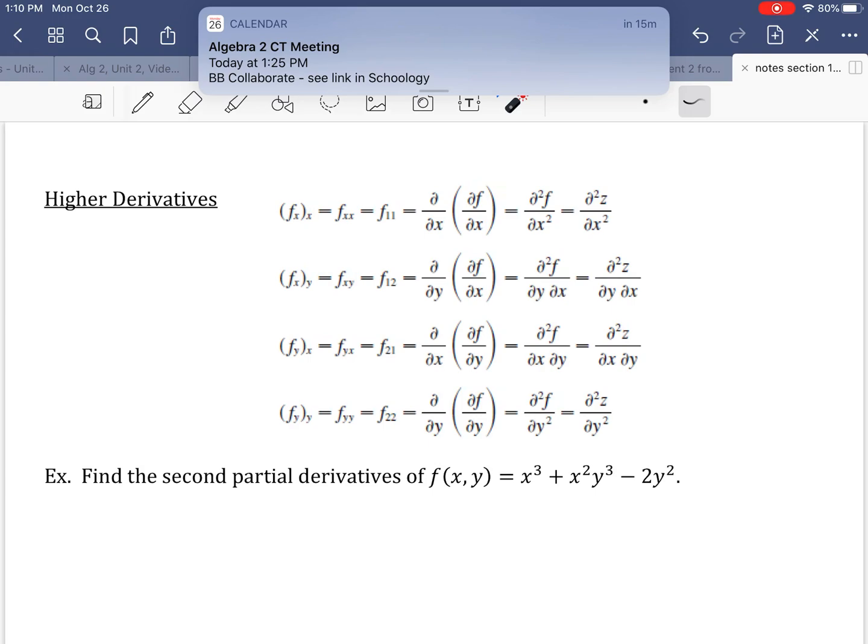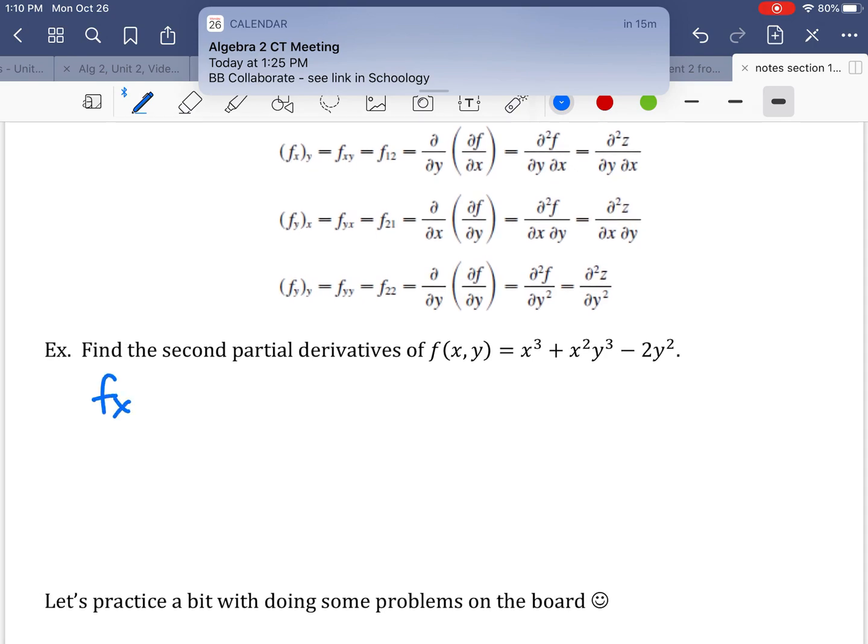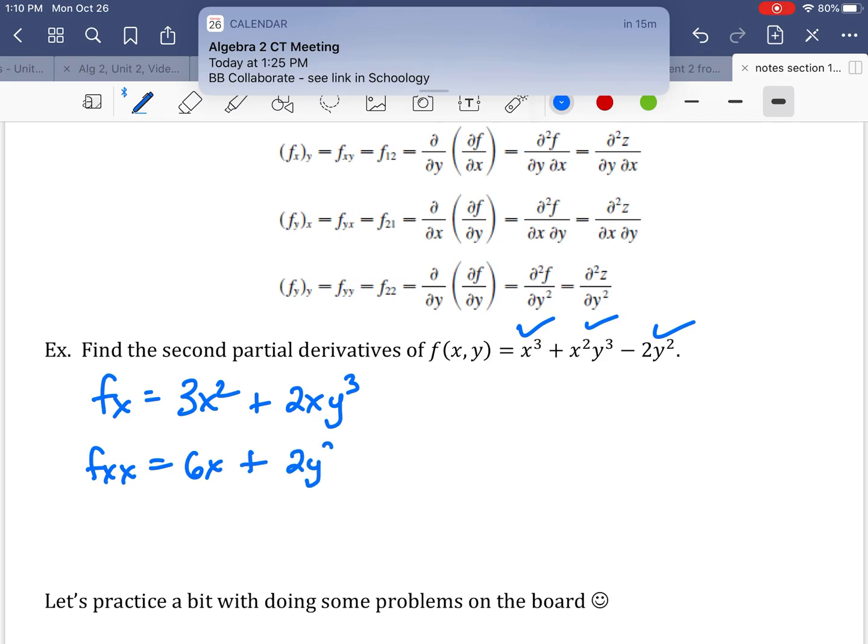All right, so let's try these down here. If I want to do fx, the derivative with respect to x, I have 3x squared. This guy right here, remember that y to the third is just going to sit there, so I basically have 2x times y to the third. And this last part, there are no x's, so I don't care about it. If I needed to do fxx, I would take the derivative again with respect to x, so I'd get 6x plus, over here the derivative of 2x is just 2, and then y to the third.